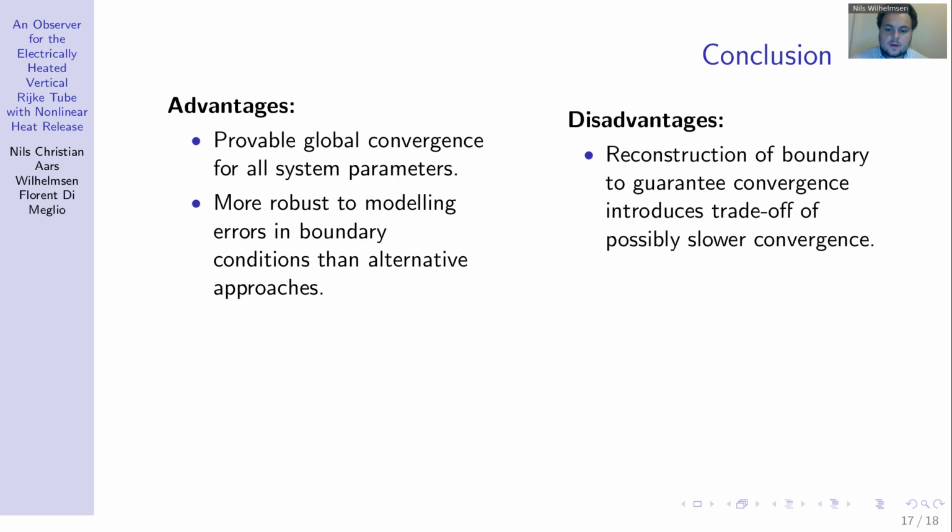However, it also has some trade-offs. The reconstruction of the unmeasured boundary needed to guarantee convergence can negatively impact the observer by slowing down convergence. This was clearly seen in the first simulation plot, where the other two observers converged much faster. Also, the design features no gains or tunable parameters.